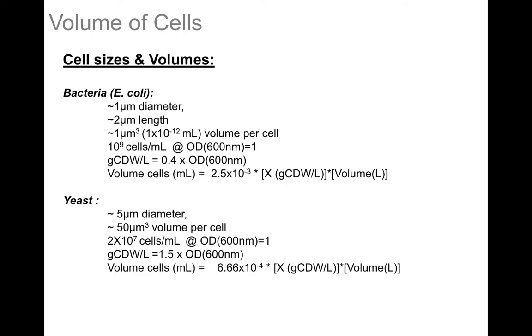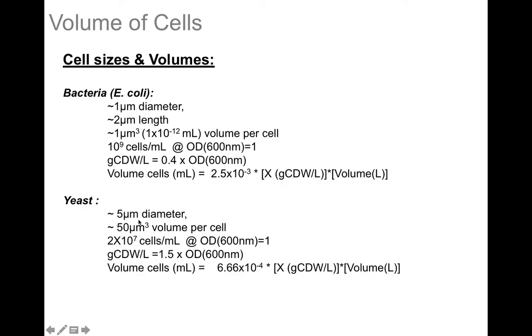So this is a good time to take a little bit of a break and just talk about some of the cell sizes and volumes of 2 of the key microbes that you may use in this course. So the bacteria E. coli has a 1 micron diameter, about a 2 micron length. It's about 1 micron cubed of volume per cell. There's about 10 to the 9th cells per mil at OD1. Gram dry cell weight, we've used the correlation coefficient 0.35 in the past. The volume of the cells is roughly 2.5 times 10 to the negative third times the biomass concentration.